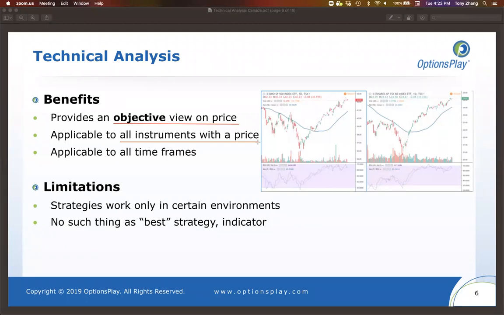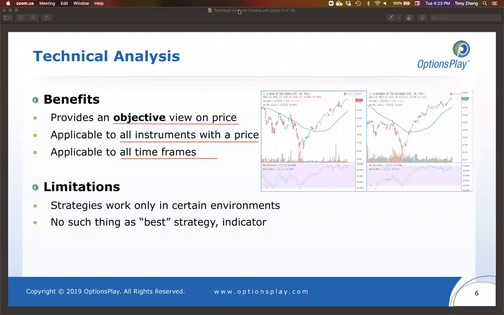And more importantly, I think for many traders, it's applicable to all time frames. We may all be trading equities, but some of us may day trade, while others may be long-term investors. The moving averages that you apply to a 5-minute chart are just as applicable to a 1-month chart. That's the flexibility that technical analysis offers, which is unparalleled by any other form of analysis.